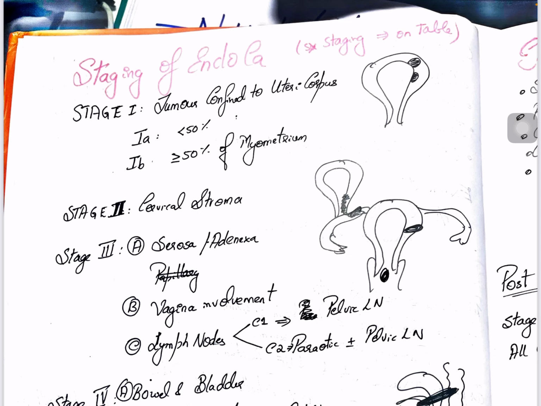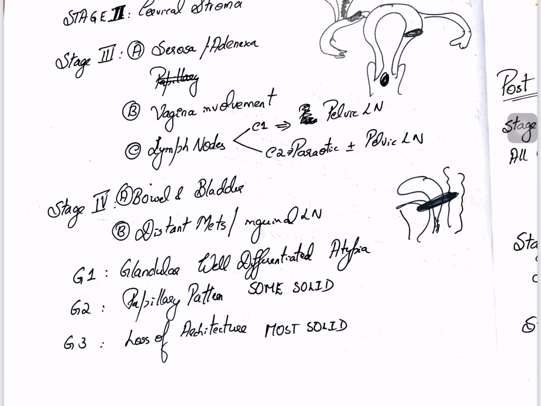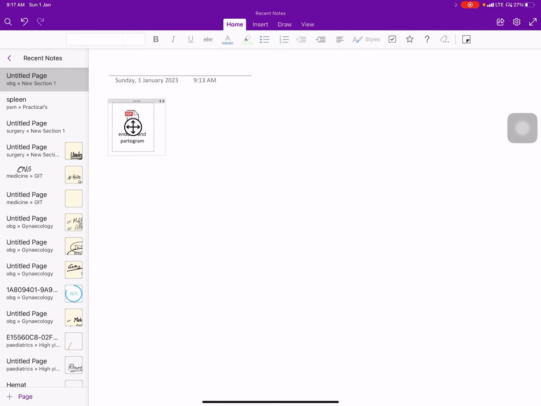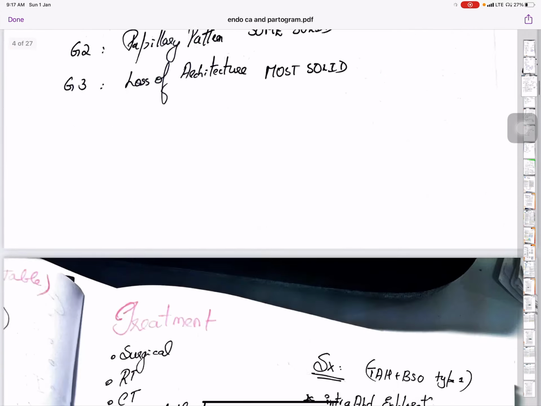Stage 2 is when carcinoma invades the cervical stroma. Stage 3 is serosa, vagina, and lymph node. Serosa is stage 3A. Stage 3B is vaginal or parametrial involvement. Stage 3C is lymph node involvement. In that, C1 is pelvic node involvement, and C2 is paraaortic involvement with or without pelvic lymph node involvement. Then stage 4 carcinoma: bowel and bladder involvement is A, and B is distant metastasis, like inguinal lymph nodes. So this finishes endometrial carcinoma diagnosis and staging.